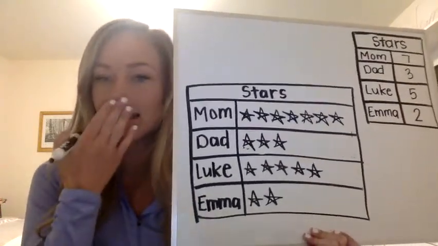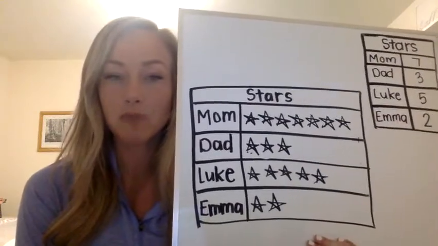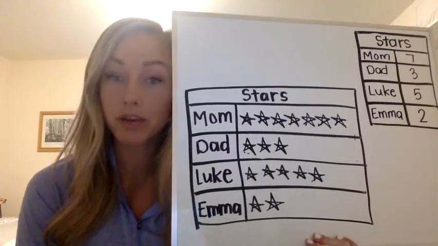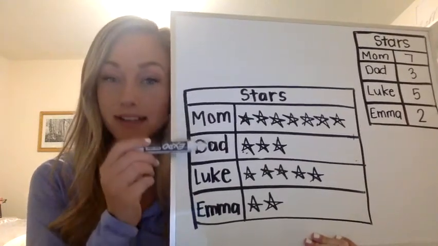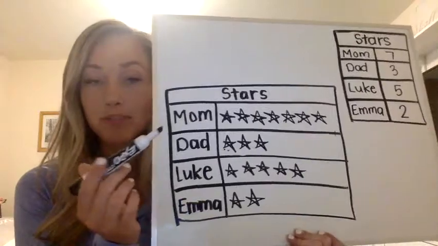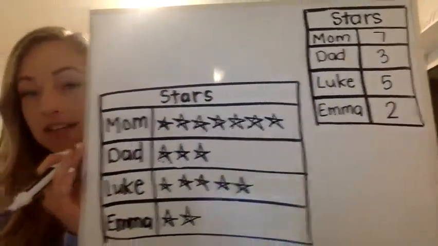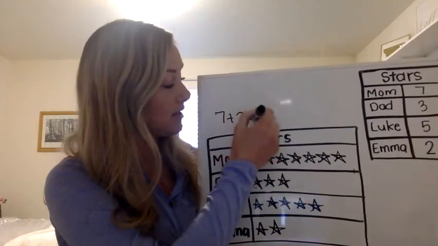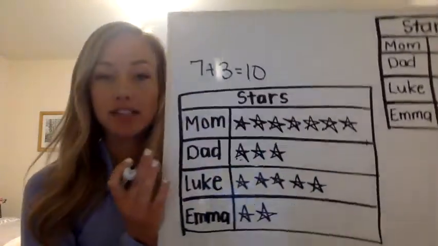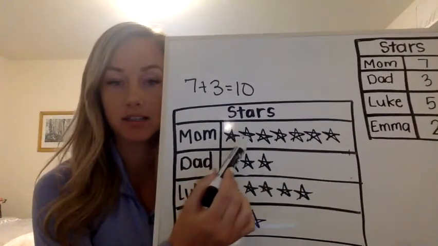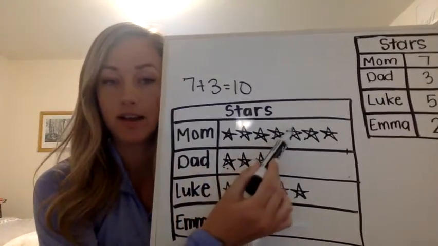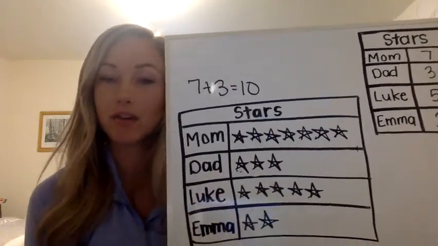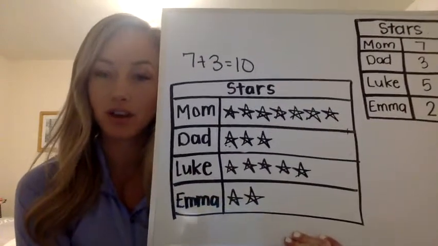If we said, how many stars did Mom and Dad see together? We can do an equation. We can add Mom's stars plus Dad's stars. So Mom saw, look at our table, 7, and Dad saw 3. So we could do 7 plus 3 equals 10. Or we could just count their stars, right? 1, 2, 3, 4, 5, 6, 7, 8, 9, 10. And know that together, Mom and Dad saw 10 stars.